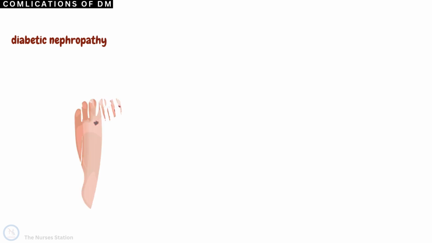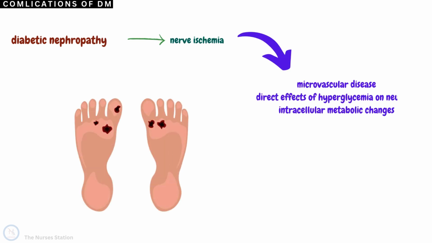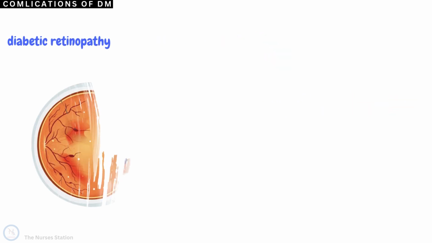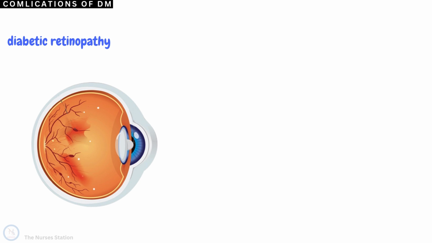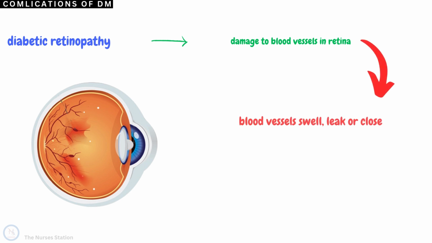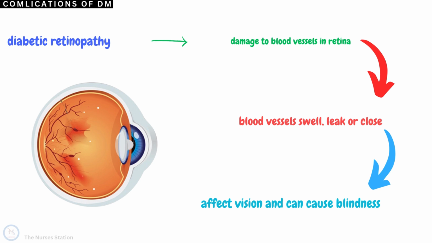Diabetic neuropathy is the result of nerve ischemia due to microvascular disease, direct effects of hyperglycemia on neurons, and intracellular metabolic changes that impair nerve function. Diabetic retinopathy is the condition wherein high blood sugar levels cause damage to the blood vessels in the retina. These blood vessels can swell or leak, or they can close, stopping blood from passing through. All these changes can affect the vision and can even lead to blindness.